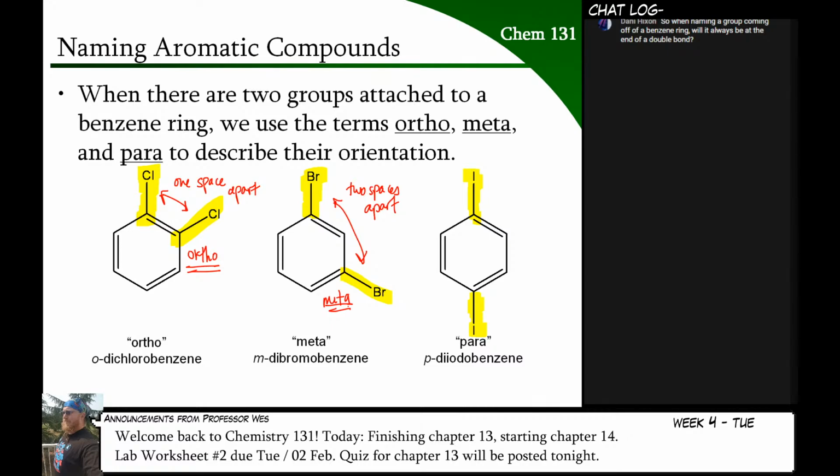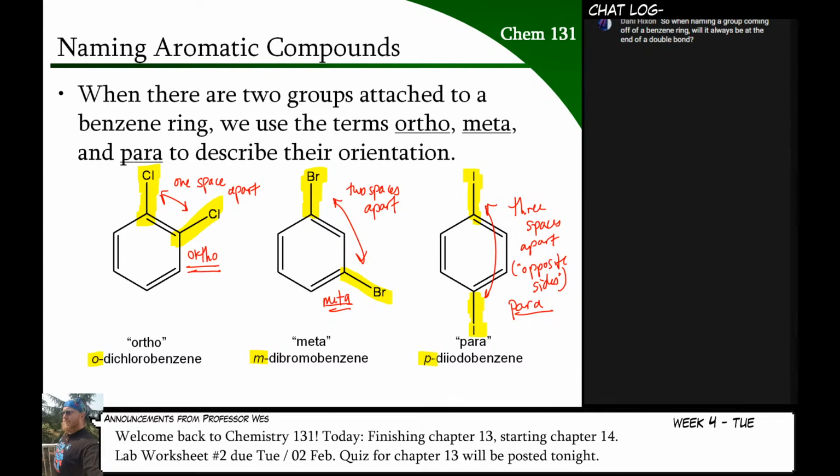We have 2 spaces apart for our groups that we call the meta. And if we have 3 spaces apart, or what I just say on opposite sides, then these are called para. And so the abbreviations that are used for these are just the first letters of those words. So ortho is just you put a little O in front and then name what it is. Meta is you put an M in front, and para is you put a P in the front.